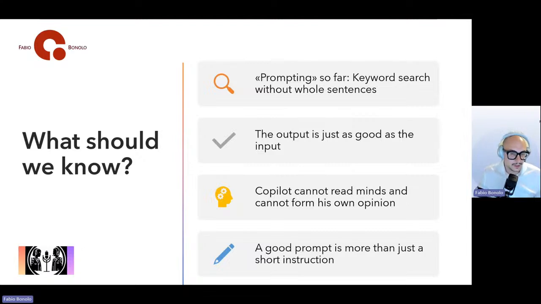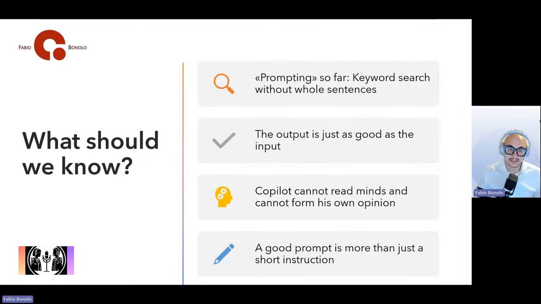Also, what's really important for you to understand is that the output of Copilot is just as good as the input. So the better the prompt, the better the response from Copilot. What you should also be aware of is that Copilot cannot read minds and cannot form its own opinions. So it is not a chatbot that gives some back questions to you. It only works with the information that you provide.